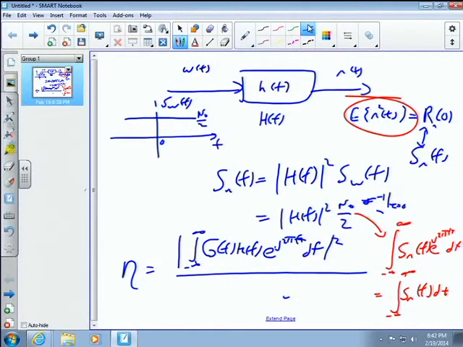And so that means, what do we have? Integral from minus infinity to infinity of, there's N naught over 2 that comes out. And then we have the magnitude of H of f squared df, right?